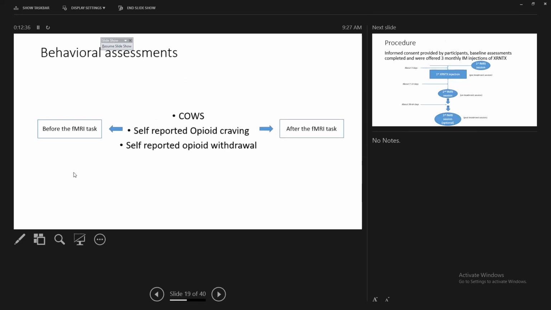Now we come to the scores. What were the assessments that were done? Before each fMRI task, the COWS score was taken, the self-reported opioid craving scale was taken, and the self-reported opioid withdrawal scores were taken. So COWS is objective, opioid withdrawal self-report is subjective, and there is a self-reported opioid craving. This was done before and after every fMRI task. Okay, so pre and post fMRI task.